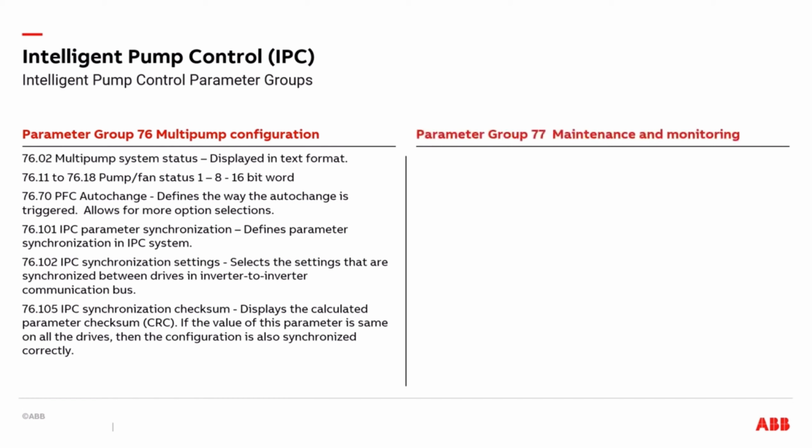Looking at parameter group 77, maintenance and monitoring. 7710 is the PFC runtime change. It enables the reset of arbitrary settings of parameters 7711 through 7718. This is pump fan 1 through 8. And this is the running time. You can reset the running time to 0, or you can put in an individual running time for whatever you have. If you replace a pump and fan, you can reset it to 0. But if you have a pump and fan that's been used and you know the running time and you put that into your system, you can actually enter that data in.